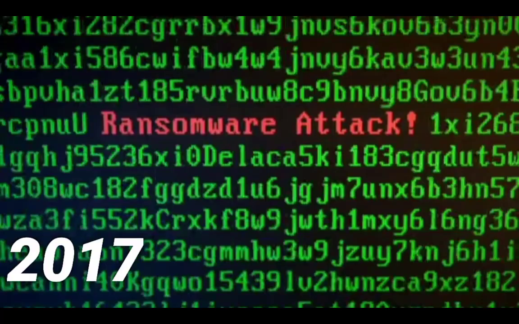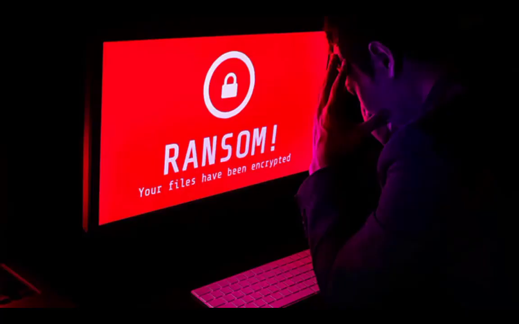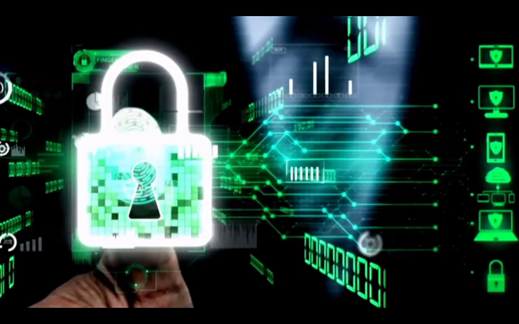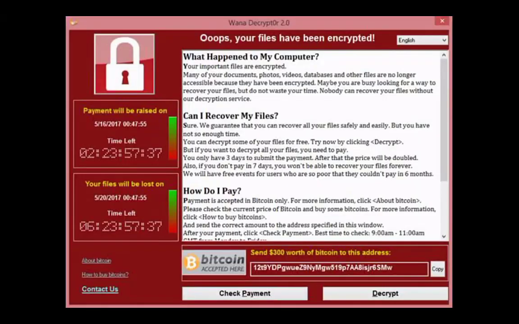As you can see, in 2017 it spread all over the world. This is the ransomware message: your files have been encrypted. You get this type of message when you are infected with ransomware. Your photos, documents, and other important files have been encrypted with a unique key generated for this computer. And now they are asking for the ransom.